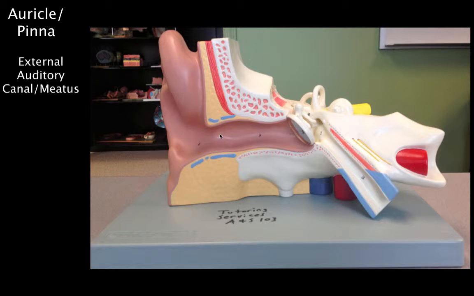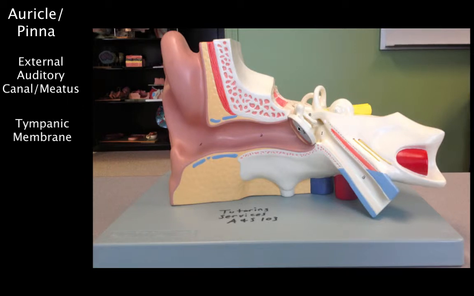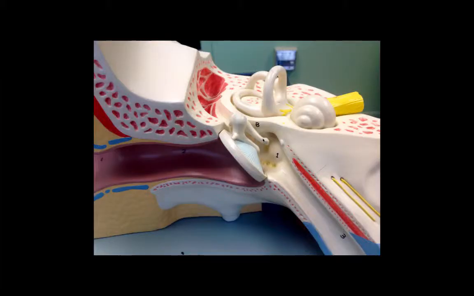That's going to be the external auditory canal. Please name this membrane right here. This membrane is known as the tympanic membrane, also referred to as the eardrum. From the tympanic membrane out to the pinna comprises which part of the ear? That's going to be the external or outer ear.